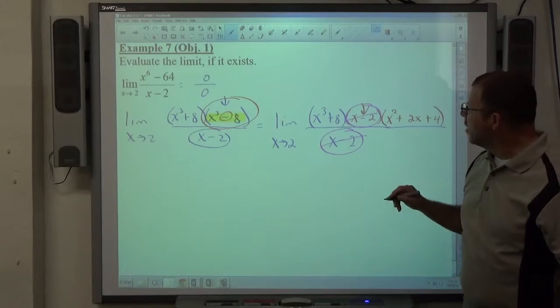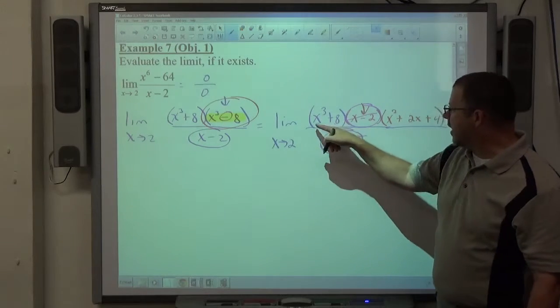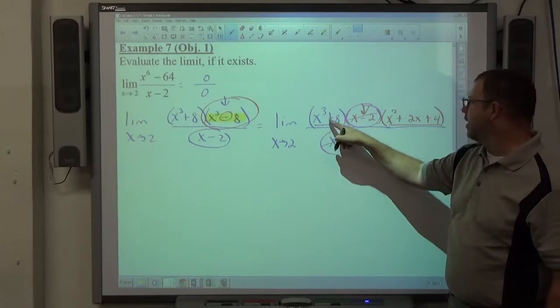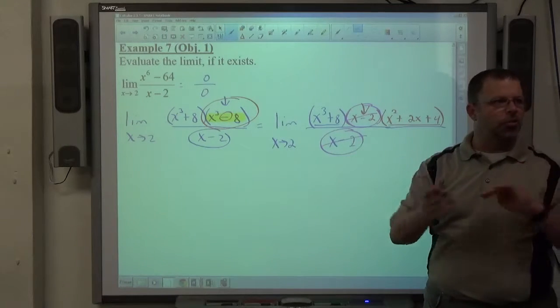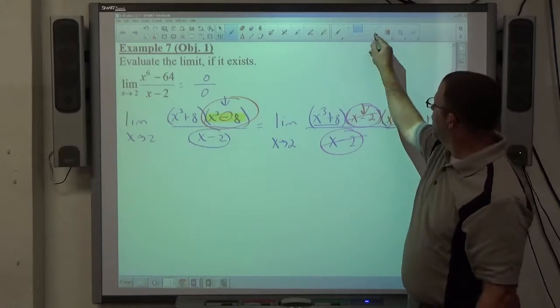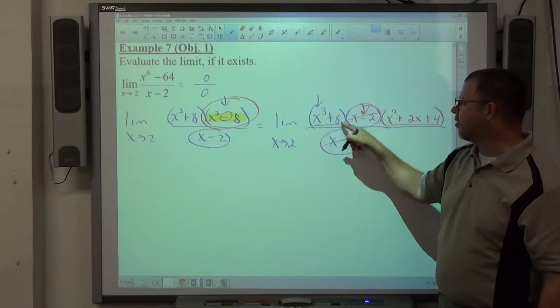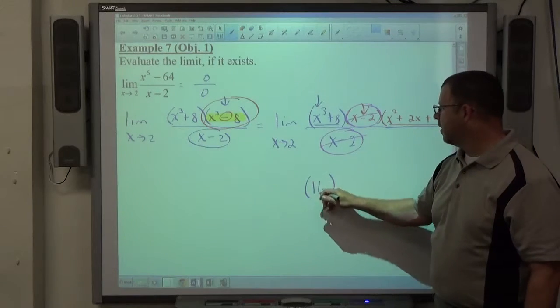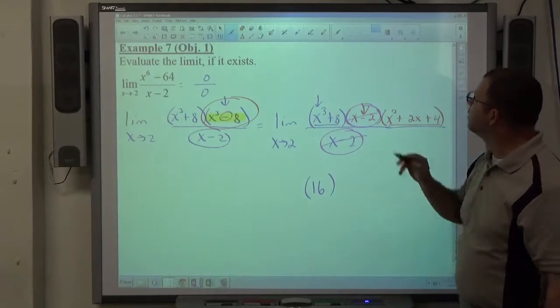Now substituting 2 in should give me a result that's not 0, or not undefined or indeterminate. So if I look at this, I've got object being multiplied by object. I want to evaluate this and evaluate this, then multiply those two evaluations together. So if I put 2 in here, what am I going to get out of this whole parentheses? 16. 2 to the third is 8. 8 plus 8 is 16.